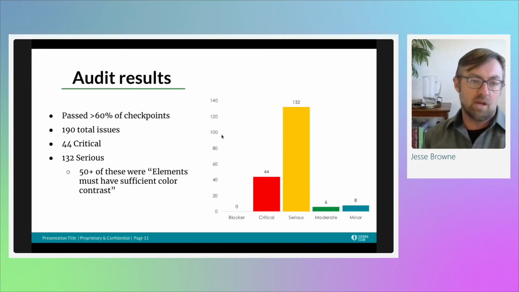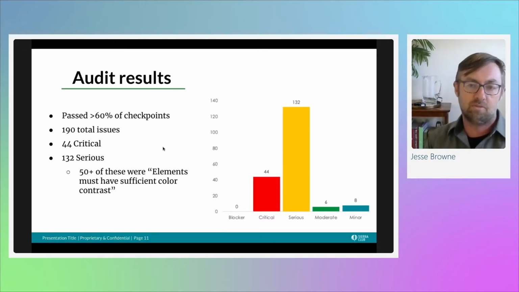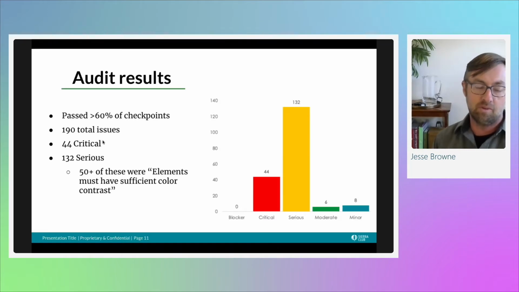So I think we found around 190 of them. We haven't fixed all of them, but we've fixed most of them. 44 were identified as critical. We fixed all of those.